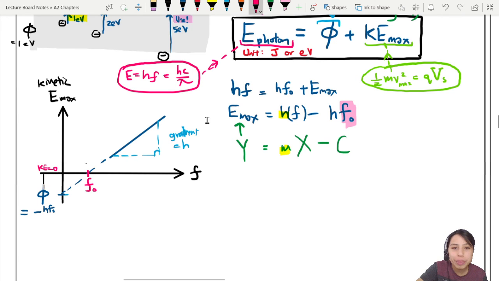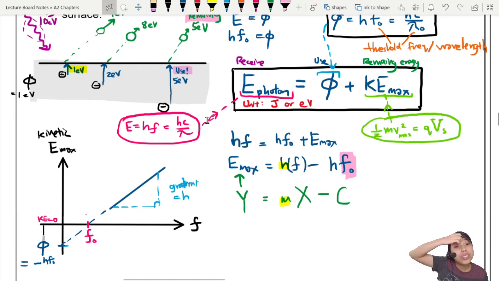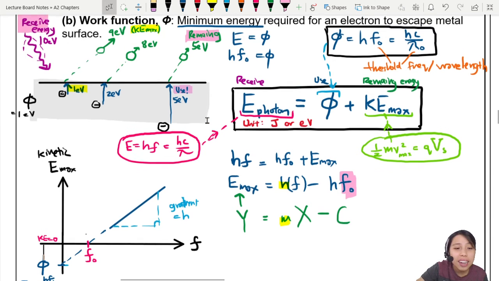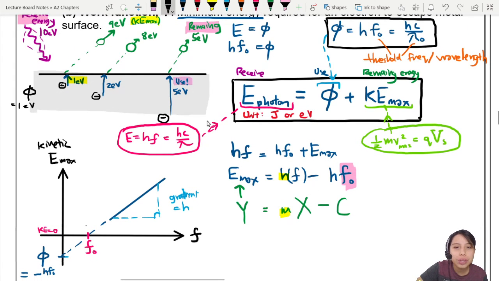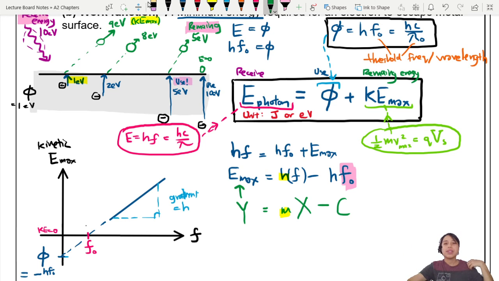Let's go back up to the diagram up there. Kinetic energy 0 means what? Threshold frequency. Okay, let's draw another electron. Let's say there's another electron so deep that it takes 10 eV to get up to the surface. When it reaches the surface, will it have any energy left? Not exactly. You use up all 10. So you use 10 eV just to get to the surface. So when you reach the surface, your energy is going to be 0. No kinetic energy remaining. So this is what we call the threshold frequency.